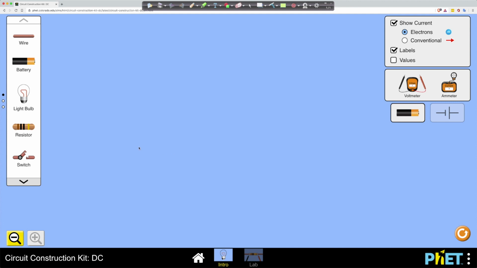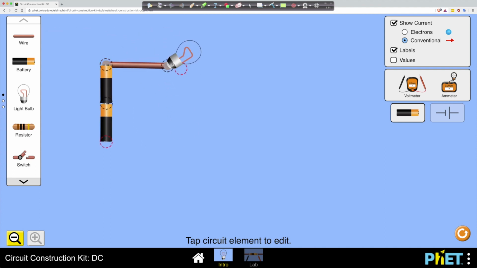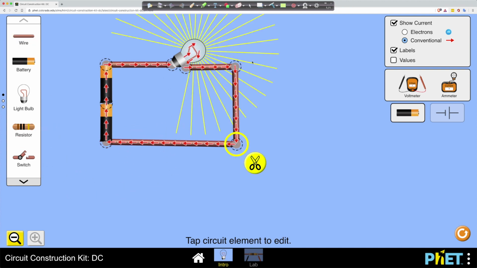So let's see if we can figure out what's going to happen if we make the path with more light bulbs here. All right, so let's start off again. We'll do our 2 batteries. We'll add a wire. We'll add a light bulb. Now what I'm drawing is something called a circuit, and we usually draw them in a rectangular fashion like I am here.